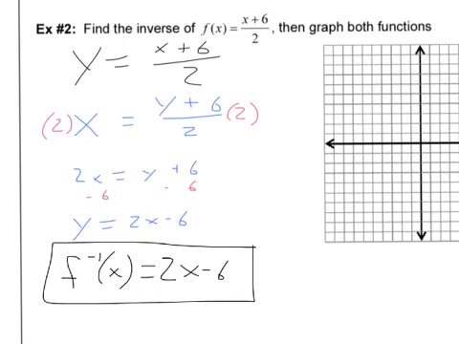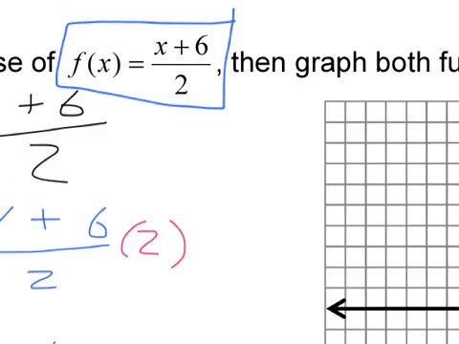Alright, there's the inverse. There's the original. Now let's just graph them both. I'm going to graph this one in blue and the inverse in black. So, x plus 6 over 2. Well, this might be a little bit easier for you guys if you just saw this as 1/2 x plus 3, because that's really what this is. If I was to divide x by 2, it would be 1/2 x. 6 divided by 2 is 3.